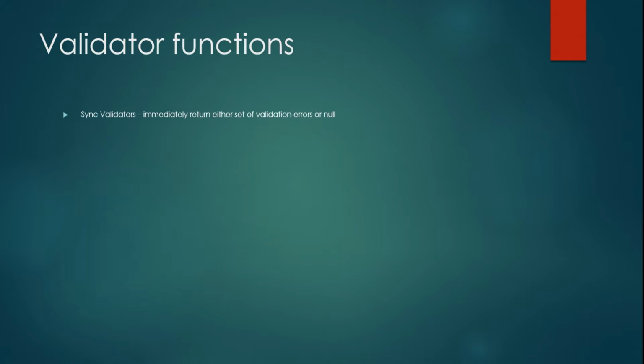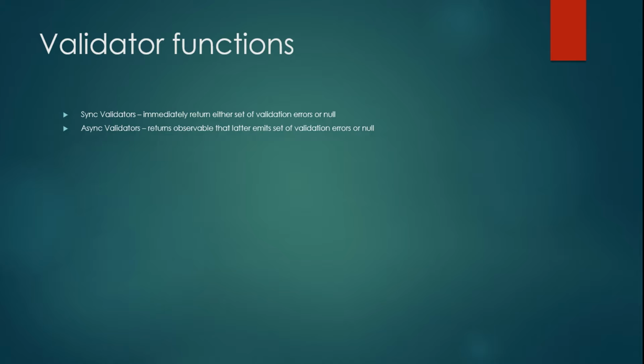So for validator functions, we have two types. The sync validators are passed as the second argument of the form control instance, and they immediately return either a set of validation errors or null. And async validators are actually the third argument of the form control instance. They return an observable and later emit the set of validation errors or null, so to conclude whether there is an error, and it depends on the data.